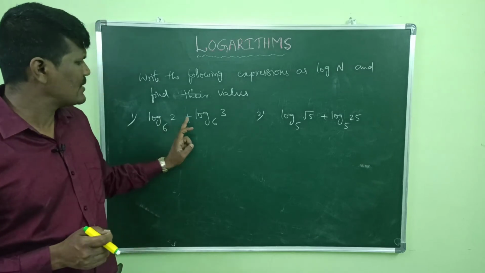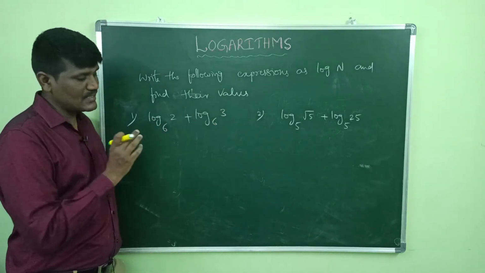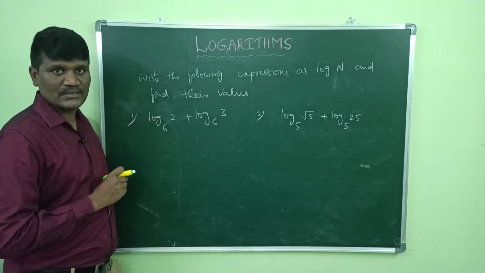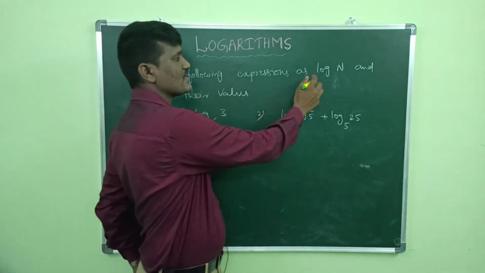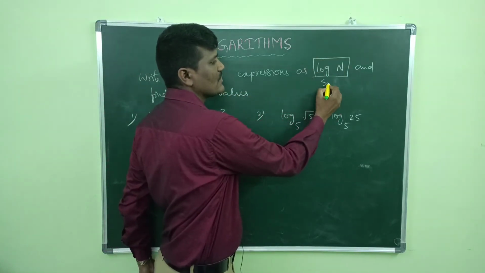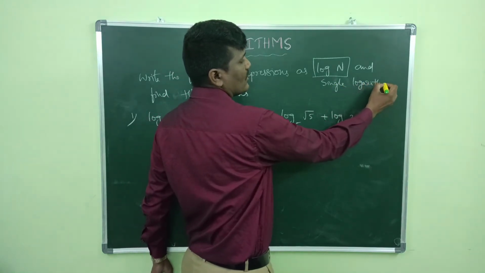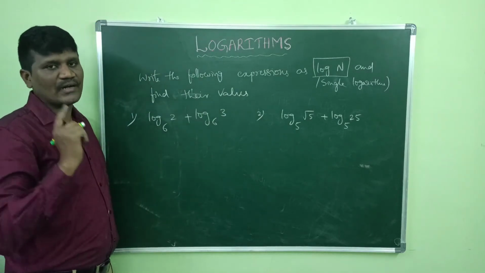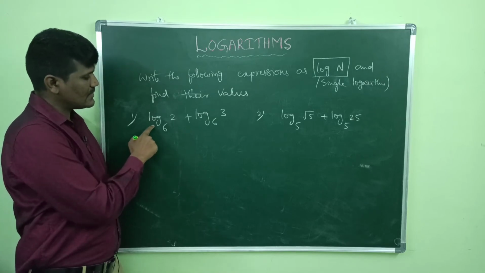Suppose log 2 plus log 3 to the base 6. First and foremost, the base should be the same. Then only we can proceed, otherwise we cannot proceed. So, find the value of log 2 plus log 3, writing the expression as log n. Log n is nothing but a single logarithm. In the question they may give two or more logarithms, but we should make only one logarithm and find its value. Okay.